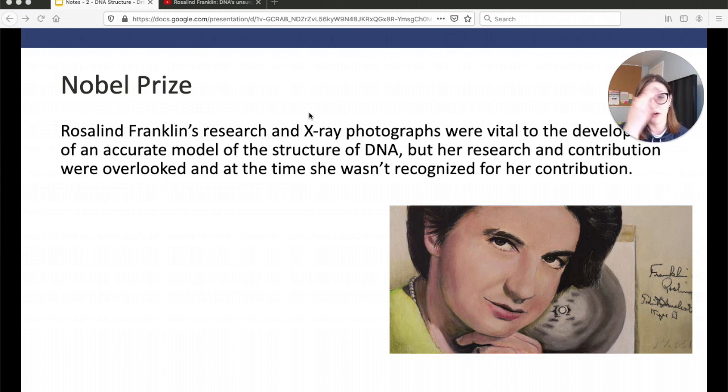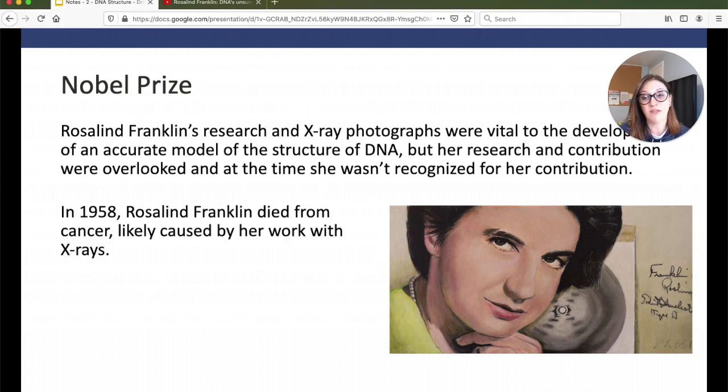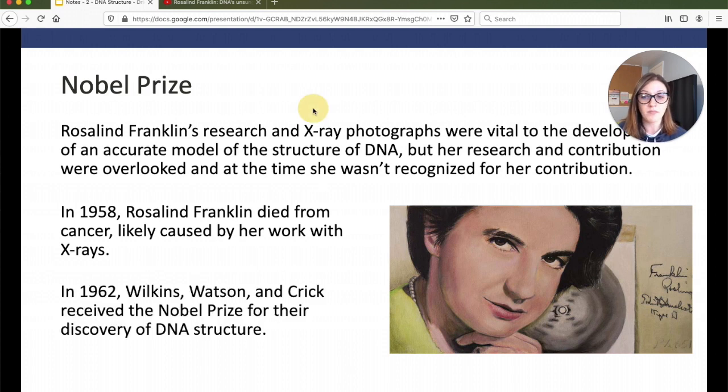We'll be watching a little video coming up, but what's even worse is that in 1958, Rosalind Franklin actually died from cancer. She died from ovarian cancer, and it's possible that her cancer might have even been caused by the research she was doing, because remember, she was working with X-rays, and this was prior to them knowing that X-rays caused DNA mutations and possible cancer. So she was exposed to hundreds and hundreds of hours of radiation from X-rays, and it quite possibly might have been the cause of her ovarian cancer.